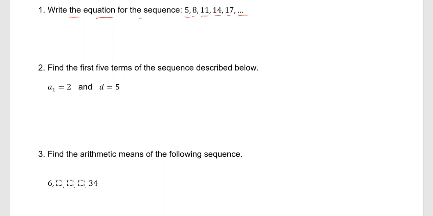Okay, and again, we just have to observe how the numbers evolve, right? How each number is related to the previous number and the next number. So how do you go from 5 to 8? Well, you add 3, right? How do you go from 8 to 11? Well, you add another 3. How do you go from 11 to 14? Well, you still add 3, right? 14 to 17 plus 3, etc. So our common difference is 3, right? Plus 3.